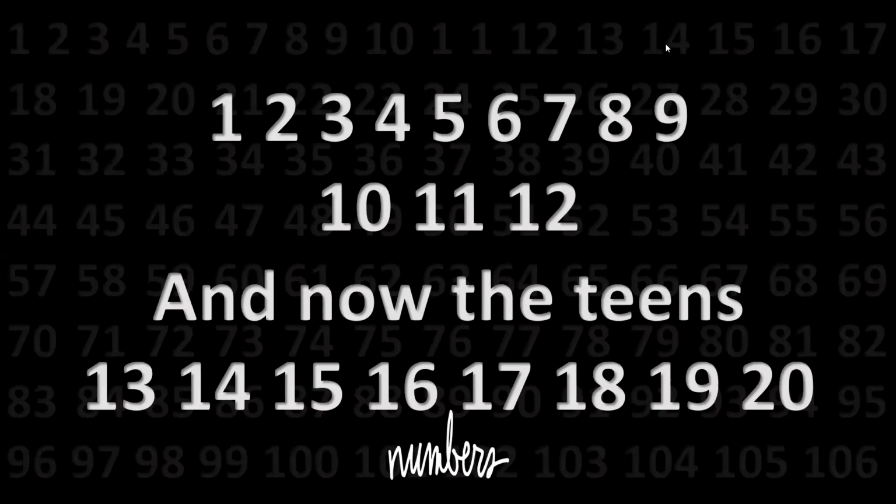1, 2, 3, 4, 5, 6, 7, 8, 9, 10, 11, 12, and now the teens. 13, 14, 15, 16, 17, 18, and 19, 20. Let's count again. 1, 2, 3, 4, 5, 6, 7, 8, 9, 10, 11, 12, and now the teens. 13, 14, 15, 16, 17, 18, and 19, 20. One more time. 1, 2, 3, 4, 5, 6, 7, 8, 9, 10, 11, 12, and now the teens. 13, 14, 15, 16, 17, 18, and 19, 20.